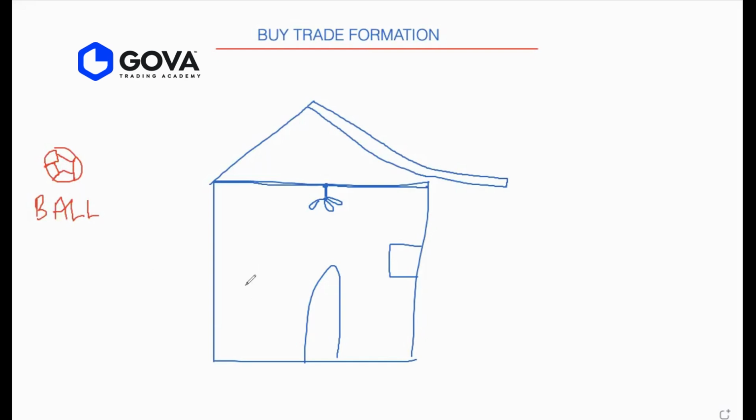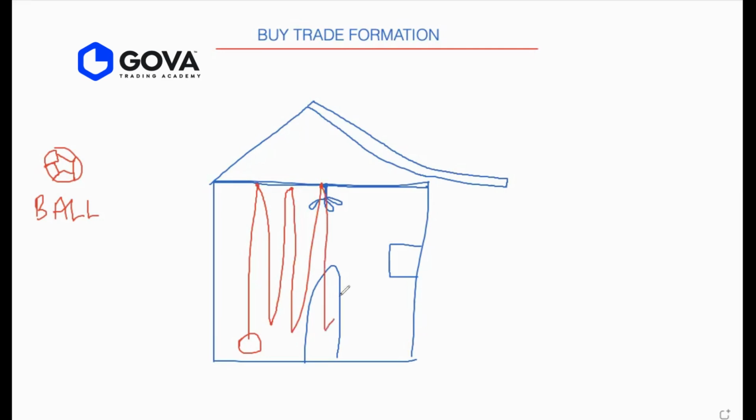Now let us assume that the child is bouncing the ball up and down. Let's say this is the ball here. The child is bouncing the ball up and down the roof. Whenever the ball touches the roof, it bounces back down. However, the ball happens to break out the roof from here.